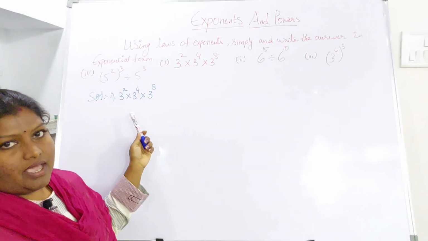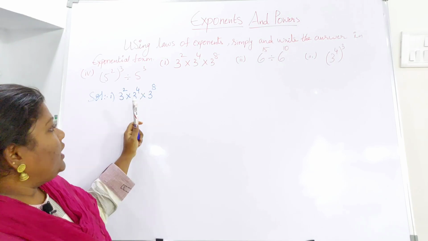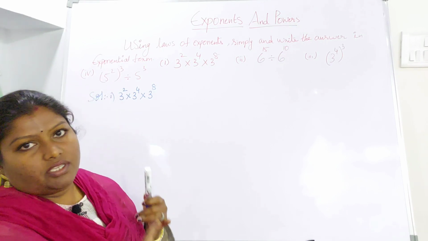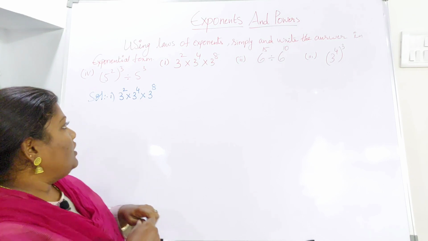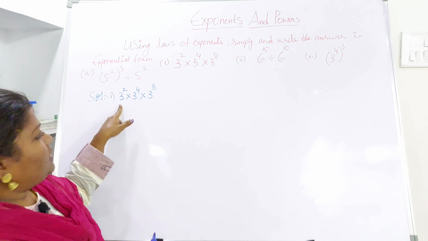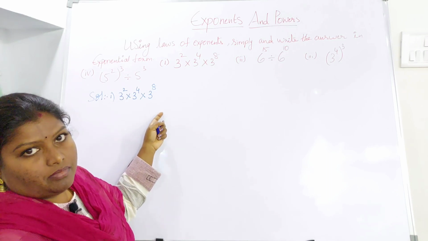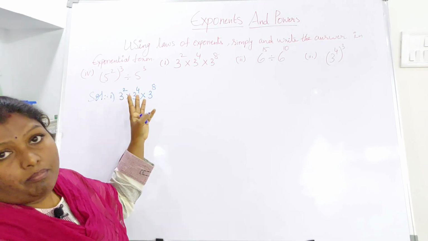So I have taken an example like this. It is 3 square into 3 power 4 into 3 power 8. Whenever any problem is given, you need to read the question and analyze what is given and what you have to find out. Now here it is 3 square, and you can observe that all the bases are the same, and you have different powers.